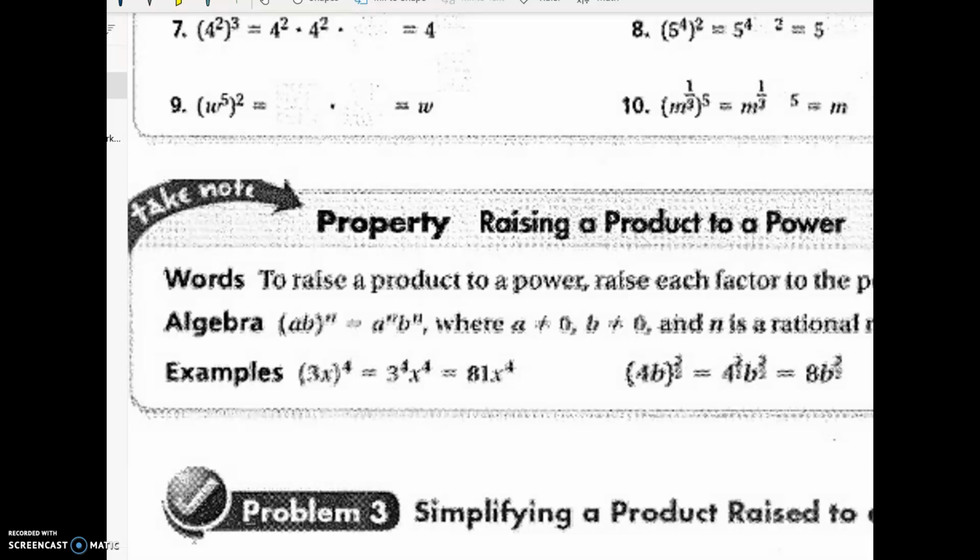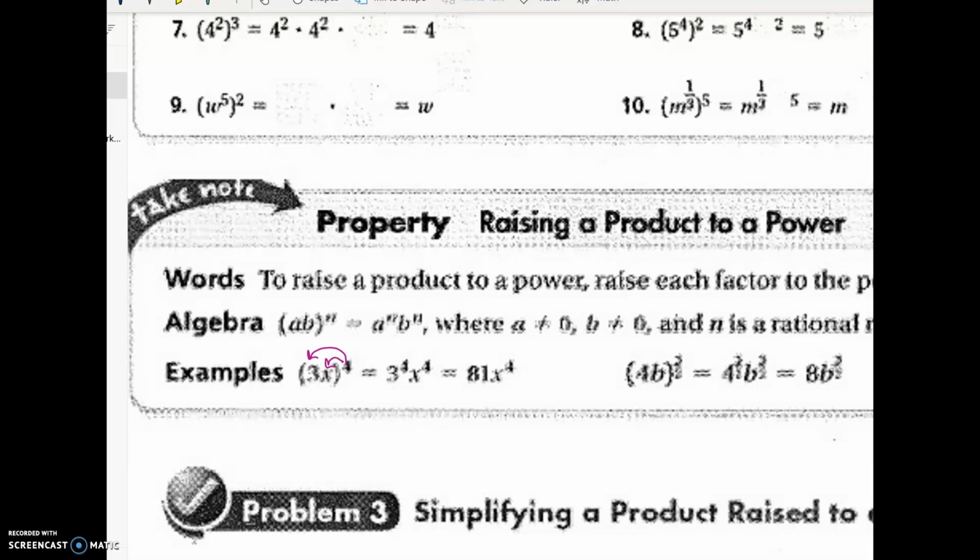Like, for example, I know it's a little blurry, but here we would distribute the 4 to the 3, and we also have to distribute it to the x. We have to distribute it to all the terms that are being multiplied inside the parentheses. So that's what it means by product to a power. And we could break that apart. 3 to the 4th can be simplified to 81 because our exponent is less than 5. So we would write it as 81 x to the 4th.